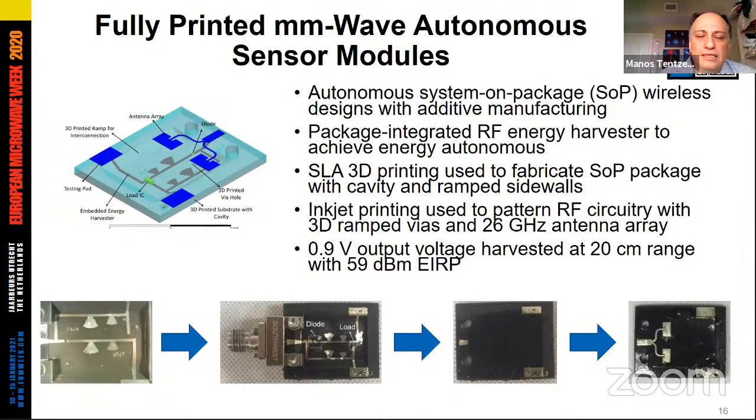An SLA 3D printer is, let's say, 2-3K. An inkjet printer is quite low cost. So effectively, we're moving to an era of realizing quite complicated modules literally at home. That's an example: let's say 0.9 volts output voltage, harvested at 20 centimeter range with 59 dB MEARP.